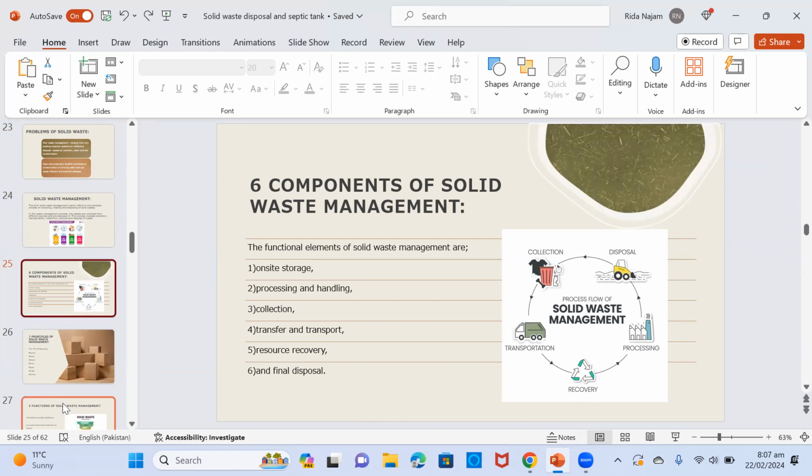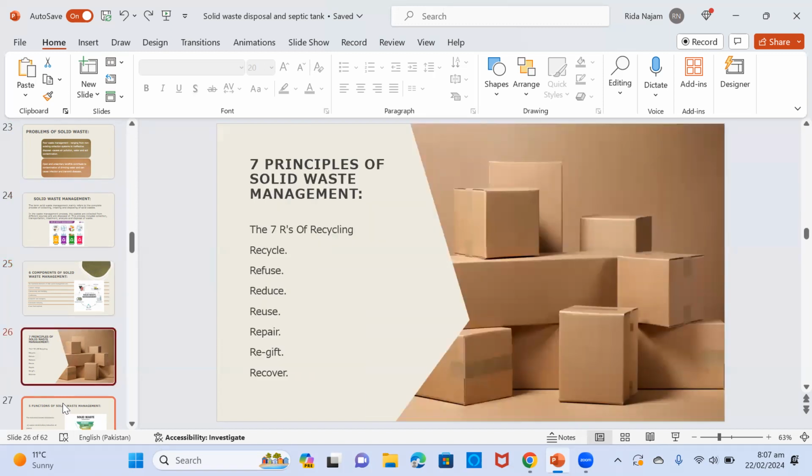The functional elements of solid waste management include on-site storage, processing and handling, collection, transfer and transport, resource recovery, and the final disposal. The seven principles of solid waste management, or the 7 R's of recycling, are recycle, refuse, reduce, reuse, repair, regift, as well as recover.